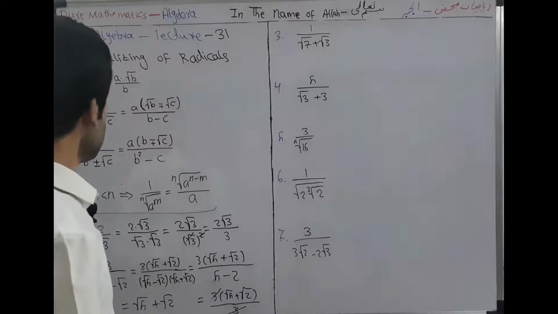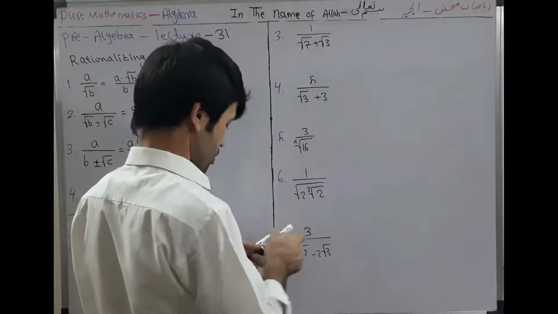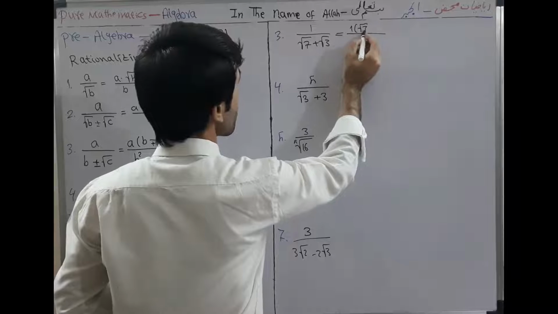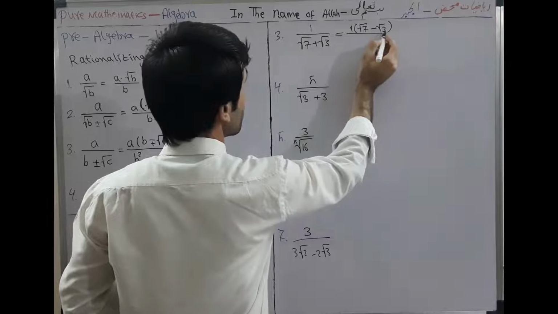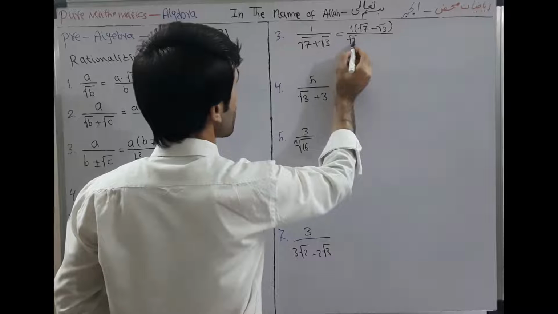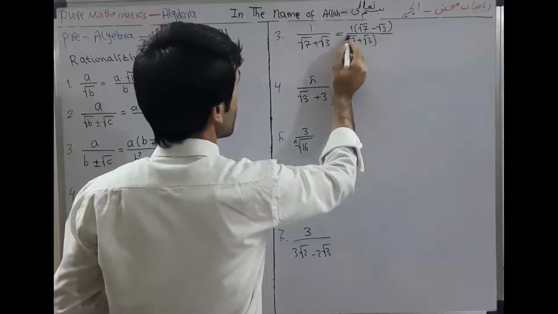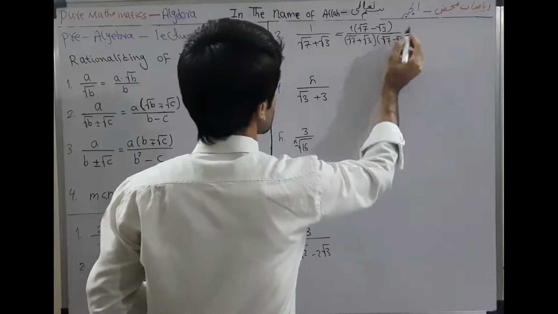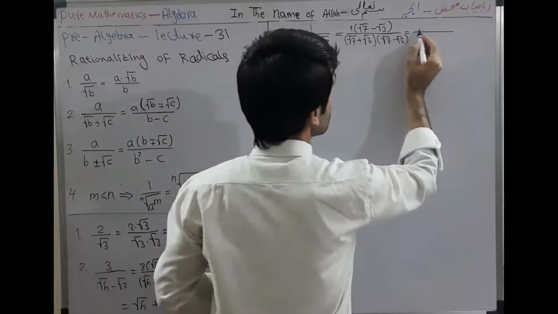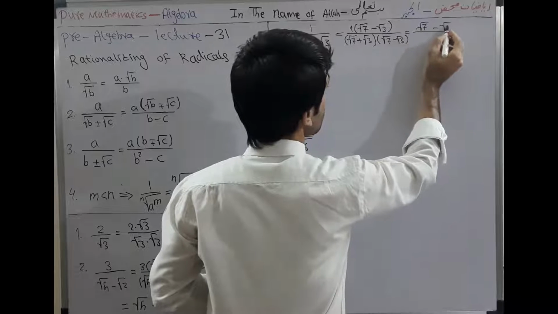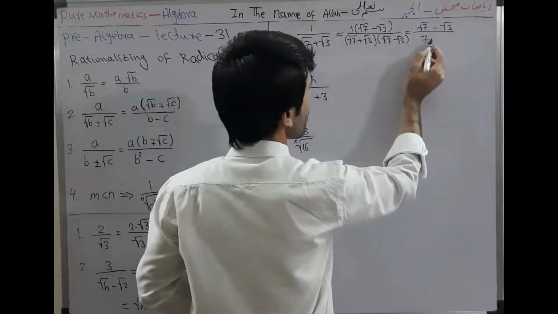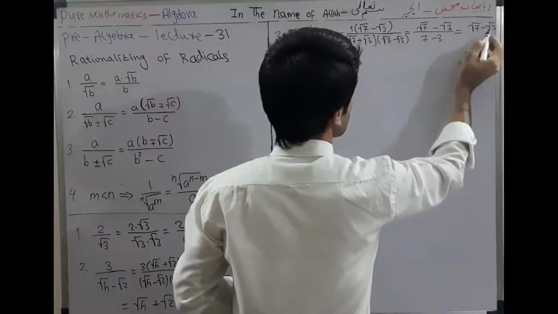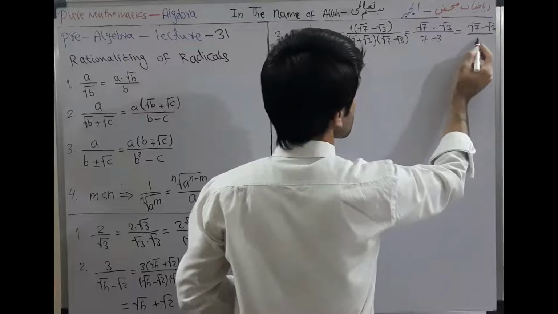Third one, it is equal to 1 multiplied by square root of 7 minus square root of 3 over square root of 7 plus square root of 3 into square root of 7 minus square root of 3. It is equal to 1 multiplied by square root of 7 minus square root of 3 over 7 minus 3. It is equal to square root of 7 minus square root of 3 over 7 minus 3. It is equal to 4.